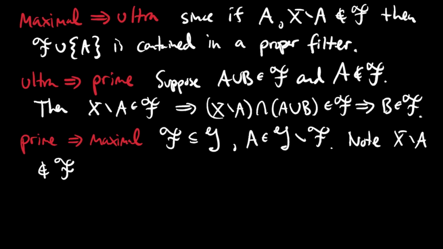So the complement of A is not in F either, because everything in F is in G. So we have A not in F and the complement of A not in F. But the union is in F because the union is just X, and X itself is in every filter. This proves that the filter F is not prime.